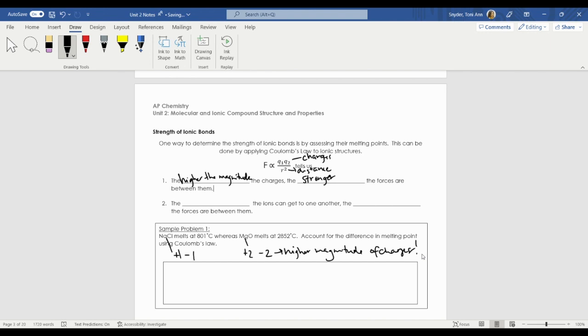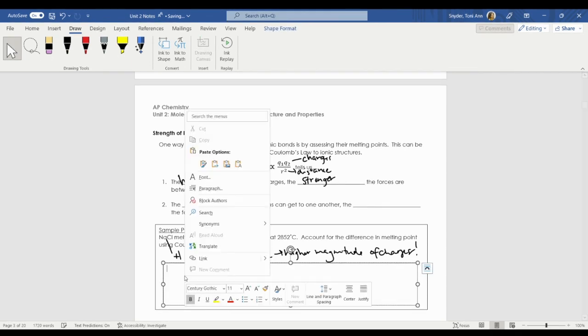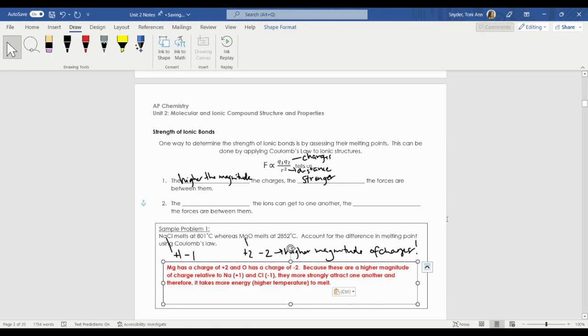Like I told you, I filmed this now for the 3rd time. I have this typed out already, so I am just going to paste this from my last one. And there it is. So magnesium has a charge of +2. Oxide has a charge of -2. Because these are of higher magnitude of charge relative to sodium with a +1 and chloride with a -1, they more strongly attract one another. And therefore it takes more energy, which means a higher temperature, to melt.